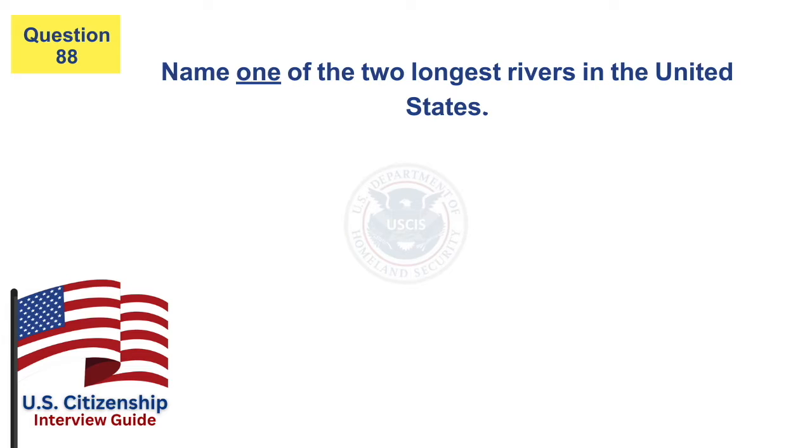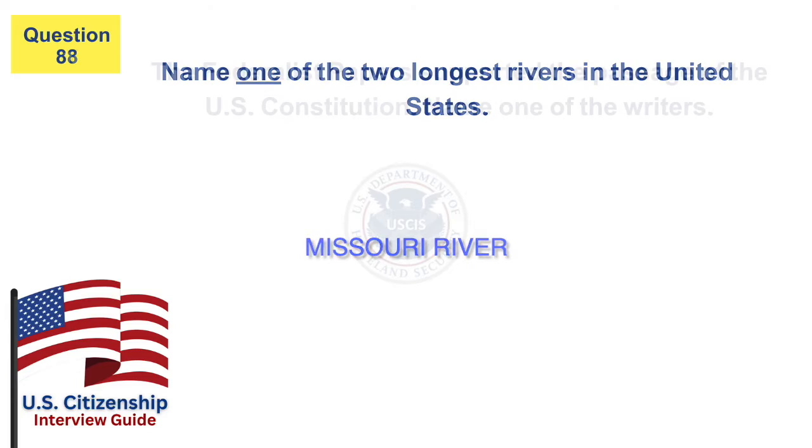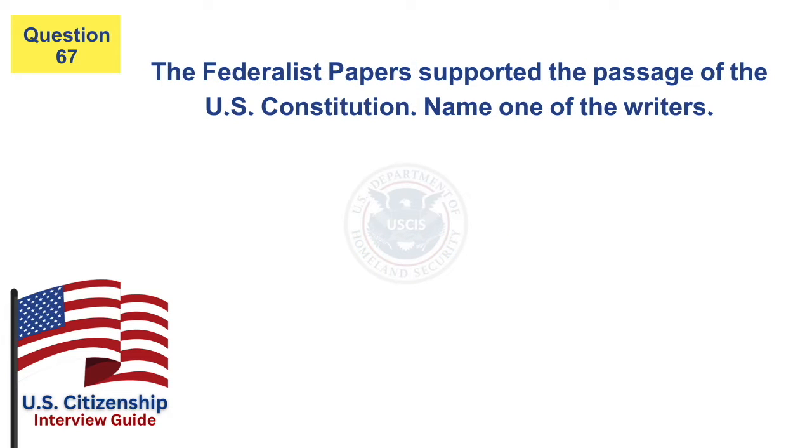Name one of the two longest rivers in the United States. Missouri River. The Federalist Papers supported the passage of the U.S. Constitution. Name one of the writers. James Madison.